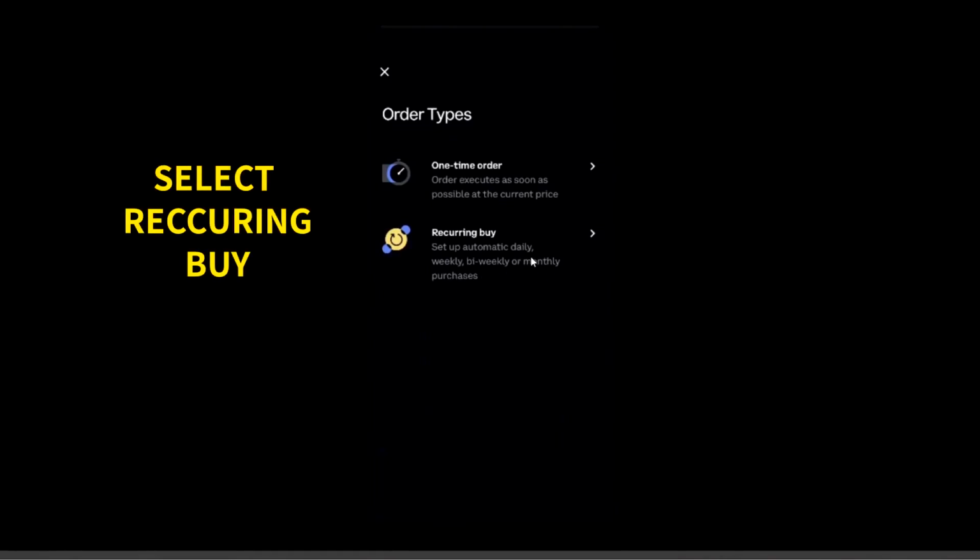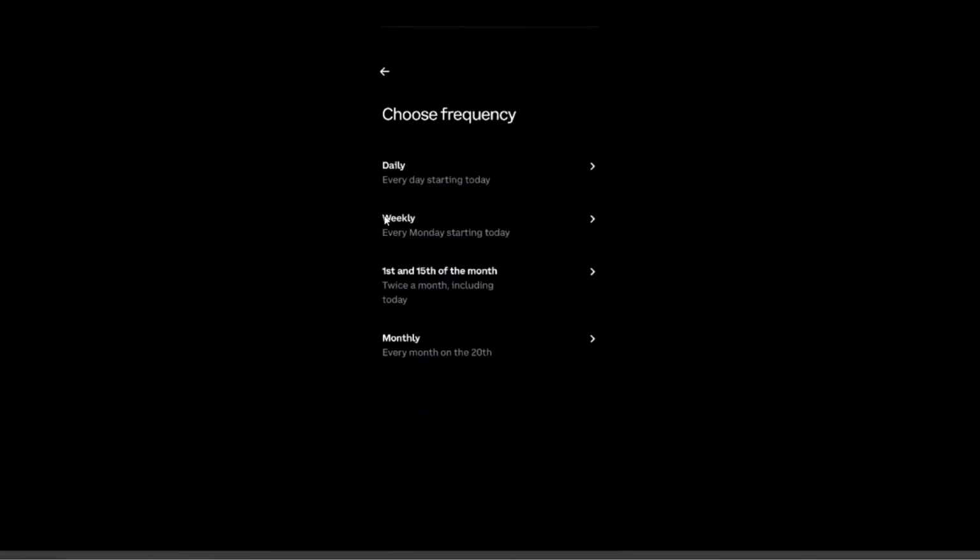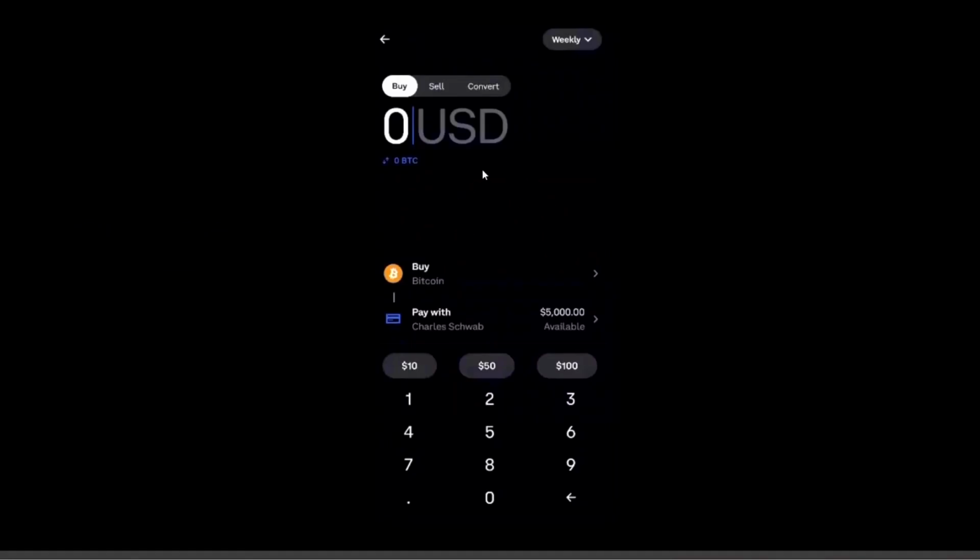So I'm going to select this option. Now that I have selected that option, choose frequency. As we see here, we can do daily, weekly, 1st and 15th of the month, or even monthly. I'm going to choose weekly as my option. And now we're presented with this screen. Up here, weekly is my choice. My choice of crypto is Bitcoin. And down here, you have a few options how you're going to pay. You can do wire transfer, bank transfer, or even debit card purchases.